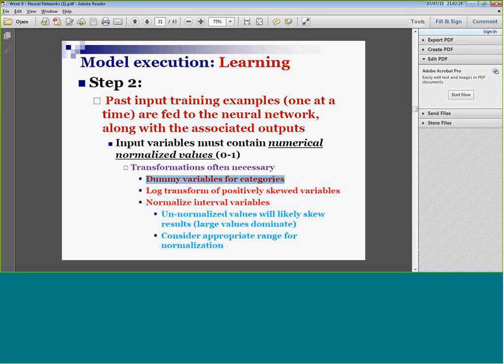You can log transform, and probably should, positively skewed variables, just like you do for neural nets. Just like you do for regression. You don't have to, try it without it. And again, you normalize interval variables, as I said. If you don't normalize them, then again, the large values dominate. So everything has to be a number between 0 and 1. And again, as I said, consider an appropriate range for that.